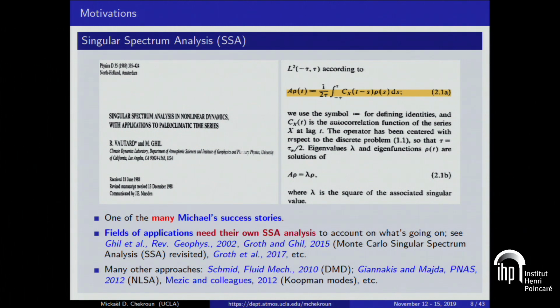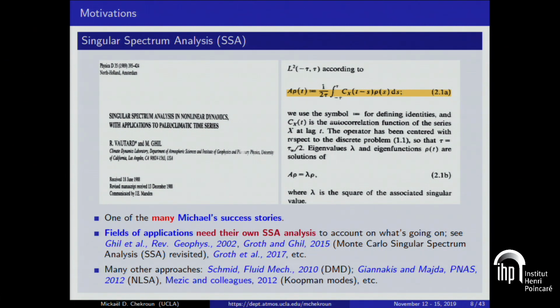But just for people in the room, I mention, of course, there is the review paper of Michael et al. But there is subsequent work that is very interesting, including a revisited version of the Monte Carlo singular spectrum analysis. I know that Lenny Smith has contributed on that. You might be interested to look at it. I'm sure he's aware already.